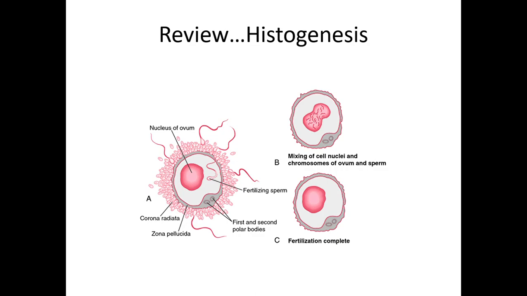The corona radiata is made up of follicular cells forming a crown around the egg cell. And next to that is a translucent layer we call the zona pellucida. The sperm cell, they are tadpole in appearance, composed of three parts. We have the head portion, the middle portion or the midpiece, and the tail portion.